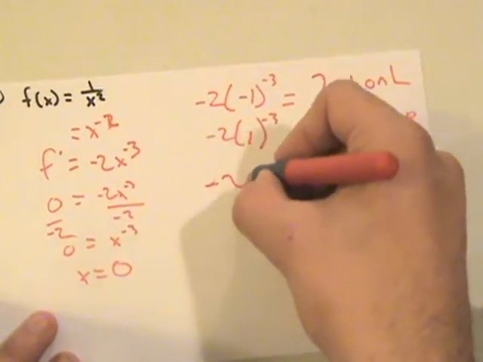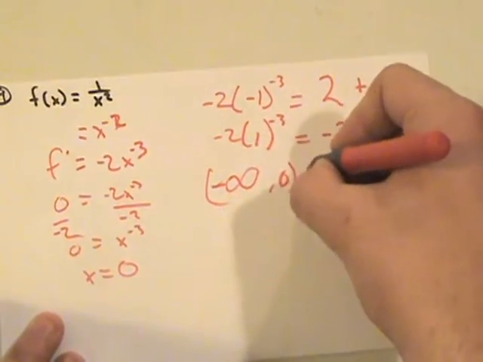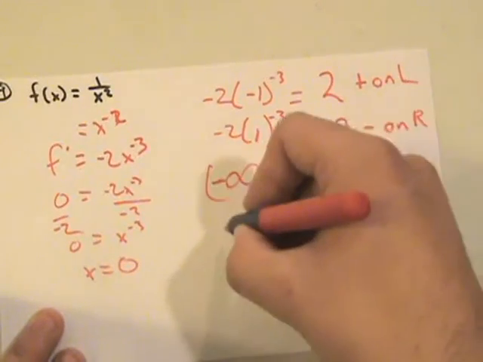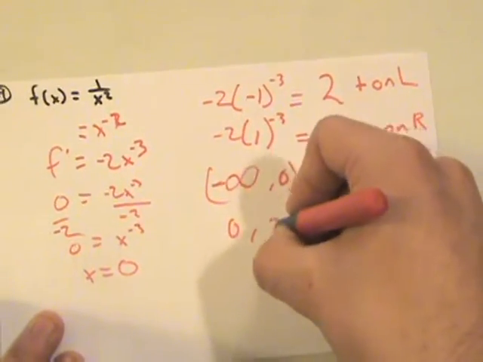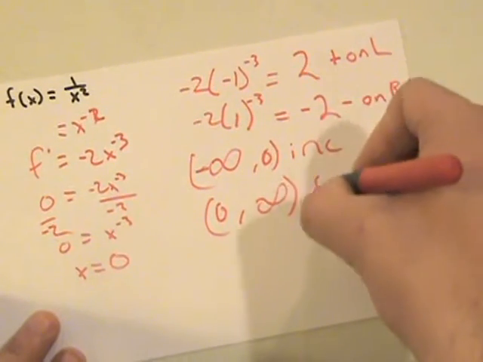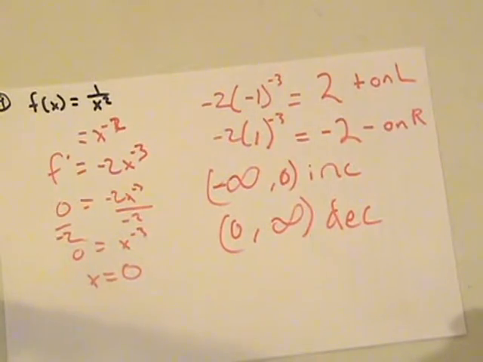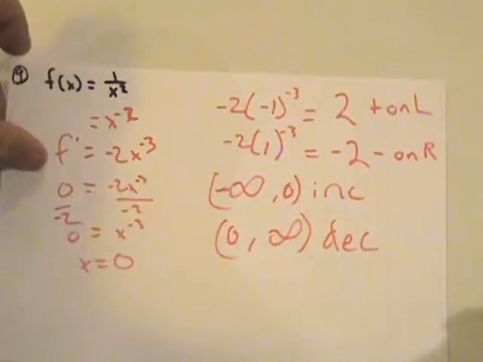So coming from -infinity to 0, we're increasing. Going from 0 to infinity, we're decreasing because it's negative values. So that's number 9. Number 10.